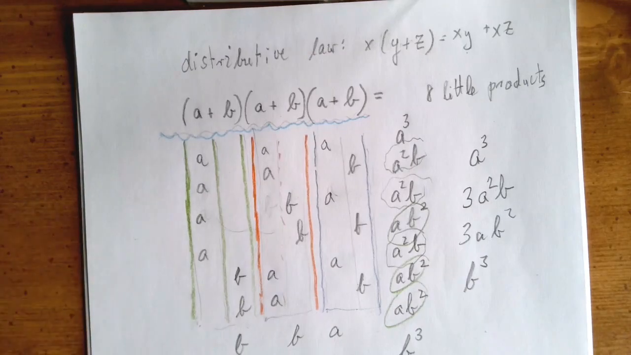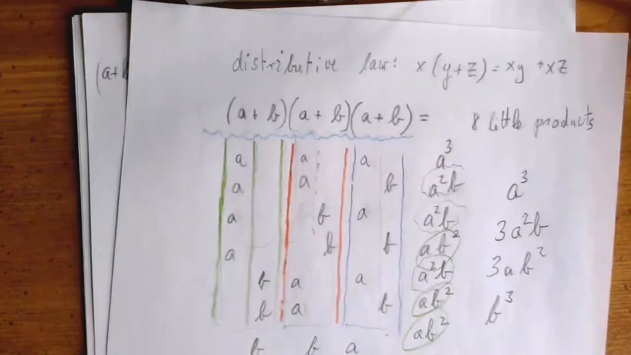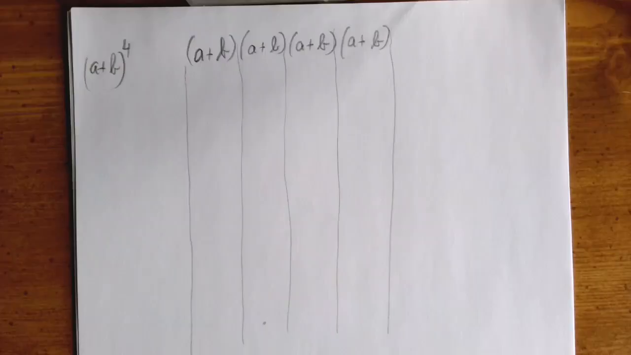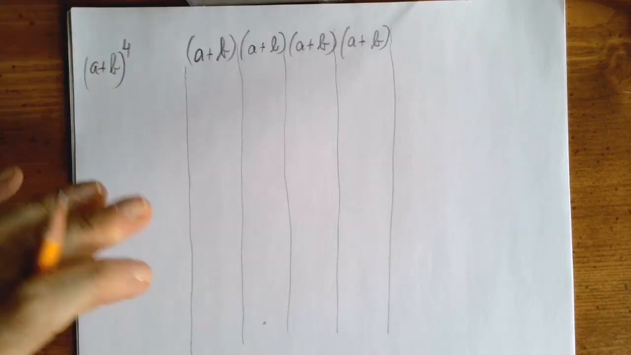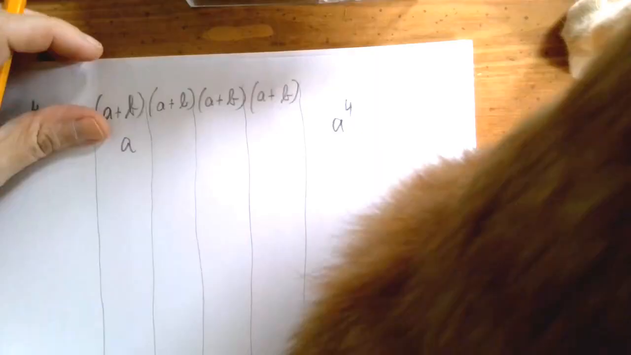So what we're going to do next is work out the next one, a plus b to the fourth power, but we're going to make a few changes. So one of the changes I'd like to make is to organize it by terms. Say we want to find how many different ways can we get a to the fourth.